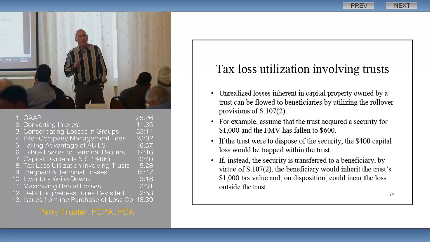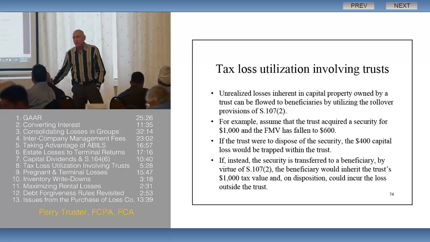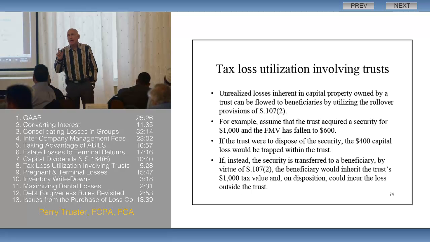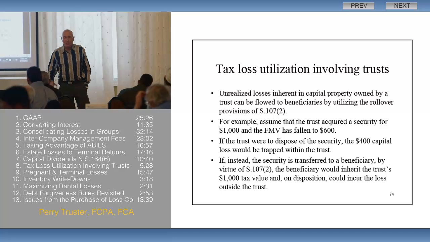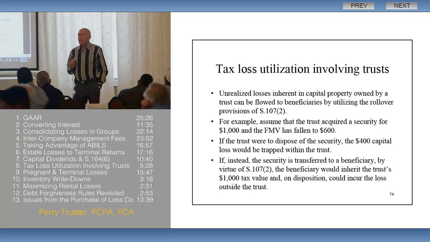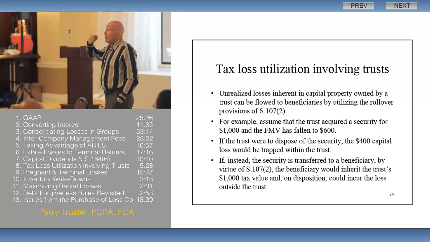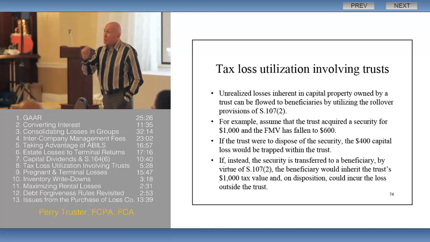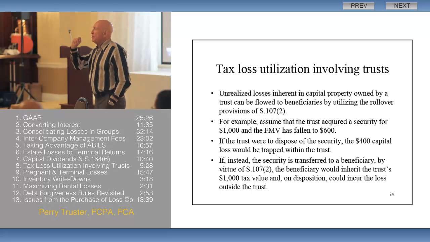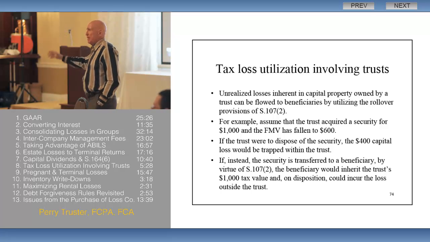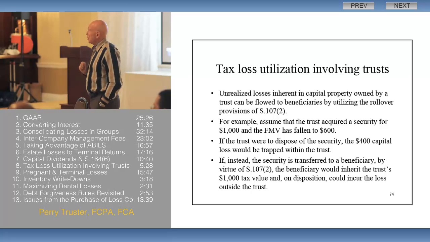So let's draw a picture here. You've got a trust with a security that it paid $100,000 for. It's worth $30,000. There's a pregnant loss of $70,000. It hasn't been realized or incurred. The trust does not have capital gains. It will not be able to use that loss. But one or more of the beneficiaries have capital gains. So if they were to incur the loss, they would be able to offset their capital gains on their other property with this loss. And here's what you can do.